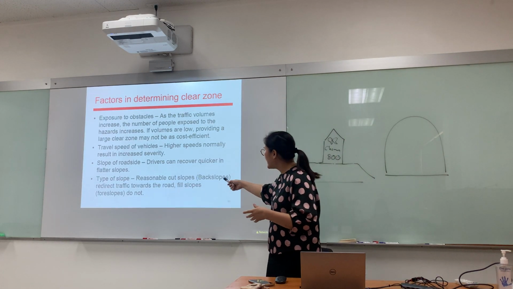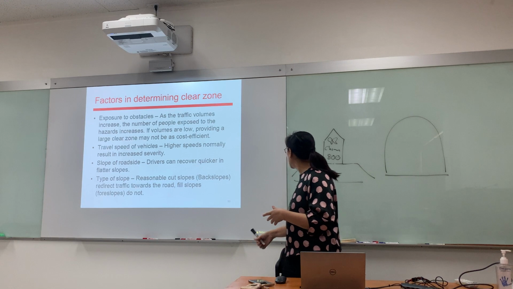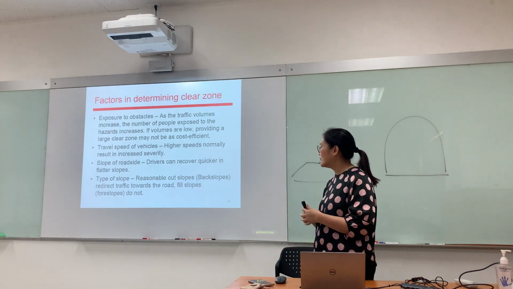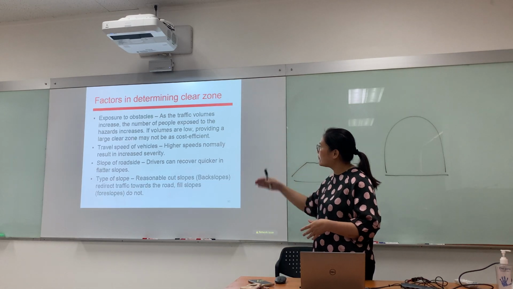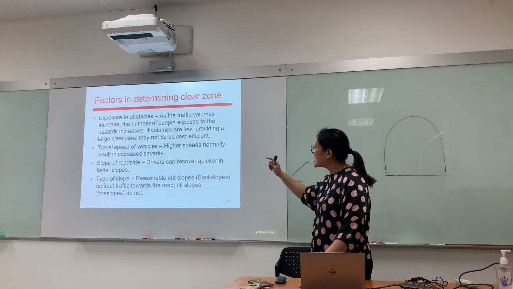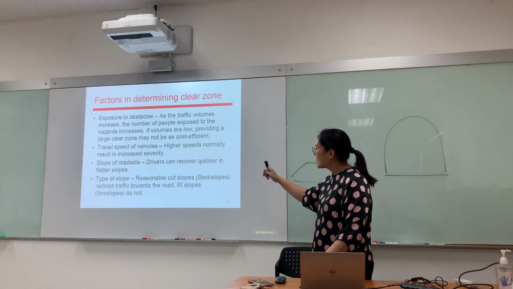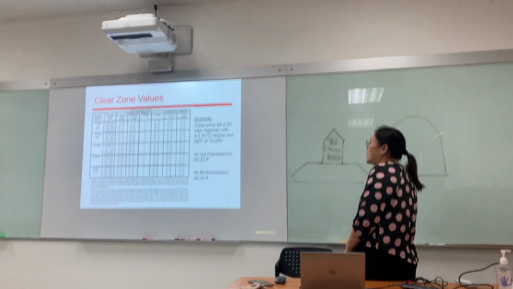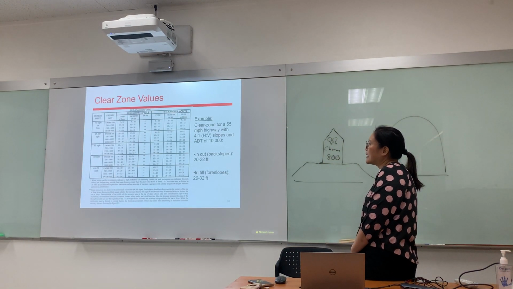Type of slope, depending on whether it's fill slope or back slope, I just showed it to you. Either fill slope or back slope. So it depends on 4 factors here: traffic volume, traffic speed, slope, and type of slope. And that's why in AASHTO, they use this table to determine the clear zone.